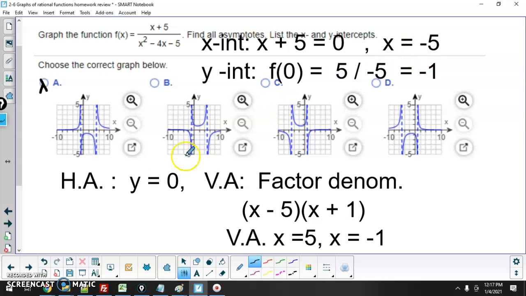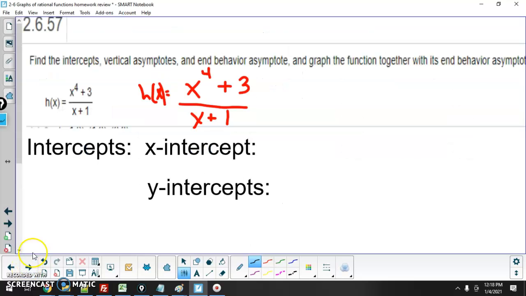But you might be wondering, what about the x-intercept? Well, it could be there. It's hard to tell because the graph isn't zoomed in. But these two choices definitely don't have an x-intercept at negative 5. So anyhow, let's move on to the next one.